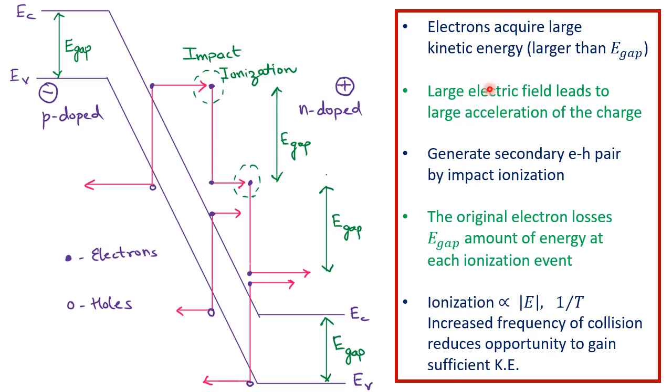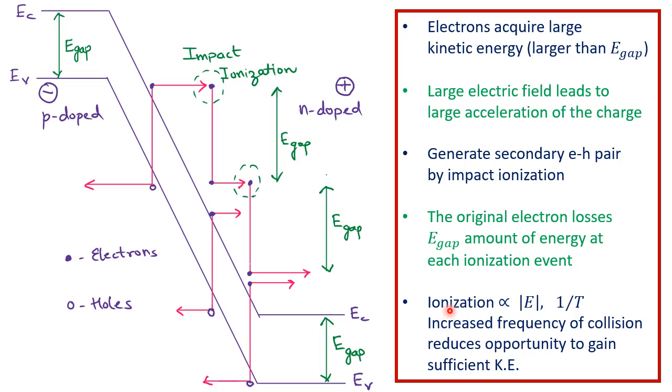And this large electric field leads to this large acceleration of the charge, right? So the quality of the semiconductor material has to be very good, so that you have the possibility of large acceleration within the material. The generation of the secondary electron-hole pair is through impact ionization. The original electron loses the E-gap amount of energy required at each ionization event. This is the energy utilized by the new pair to be released and become free and contribute to current.